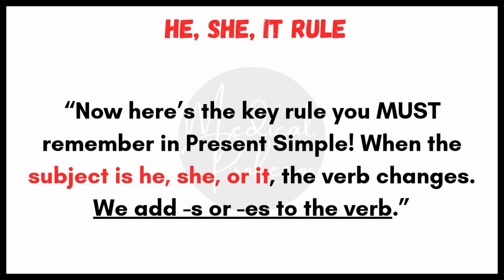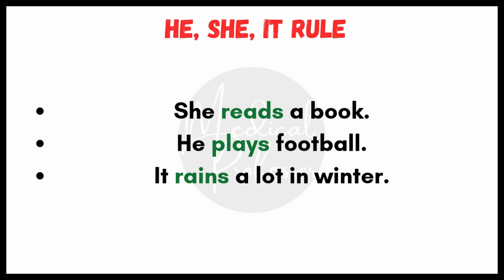Now, here's the key rule you must remember in present simple. When the subject is he, she, or it, the verb changes. We add s or es to the verb. For example, she reads a book. Notice it's not she read a book. We add s. She reads a book.